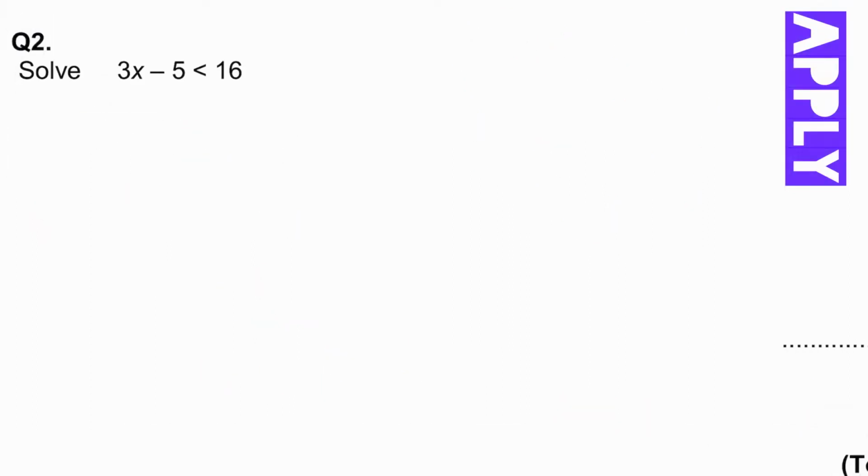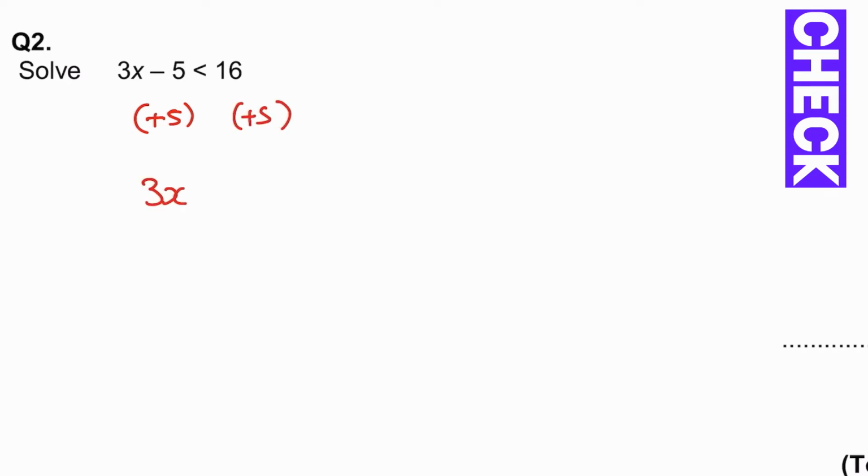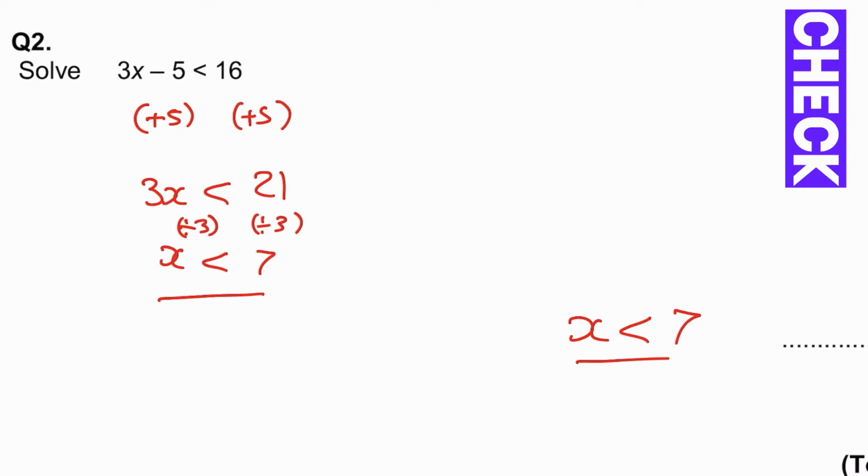Okay, pause the video now if you'd like to have a go at question 2 by yourself. Right, having a look at question 2, we first of all add 5 to both sides. That leaves us with 3x is smaller than 21, and then we divide by 3 to get what x is less than. 21 divided by 3 is 7, so therefore x is less than 7.